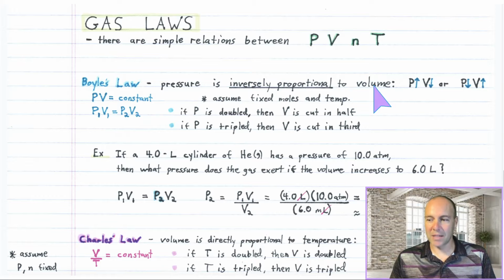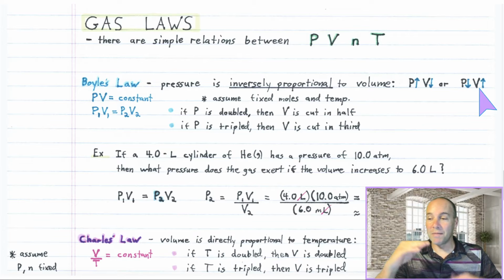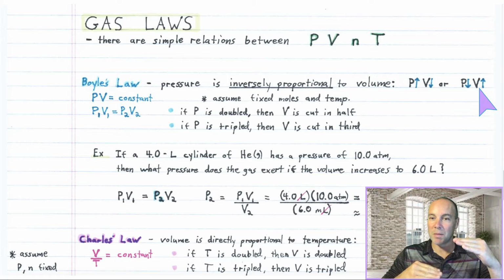So if you have a gas and something happens to the pressure, then that affects what happens to the volume, and they're inversely proportional to each other. What that means is if the pressure goes up, then the volume goes down, okay? And if the pressure goes down, the volume goes up. They're inversely correlated. One goes up, the other one goes down.